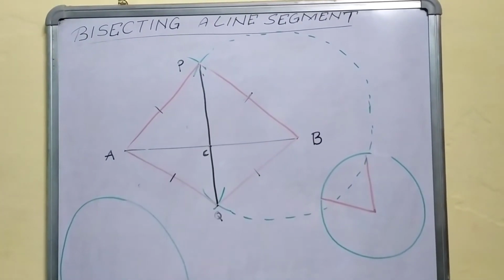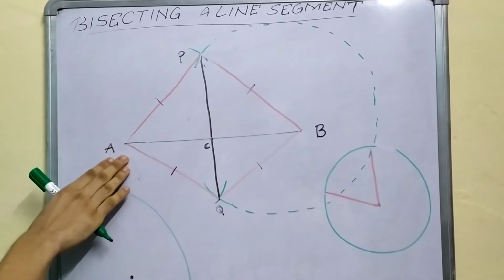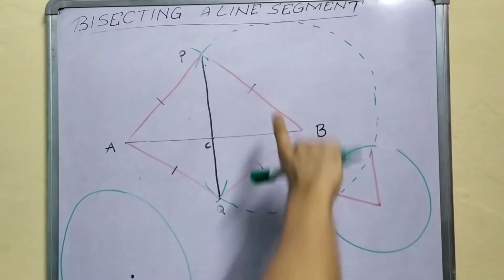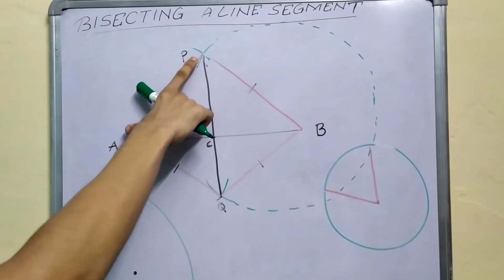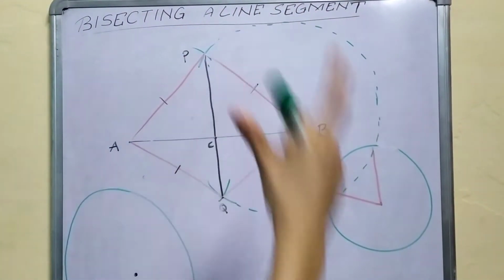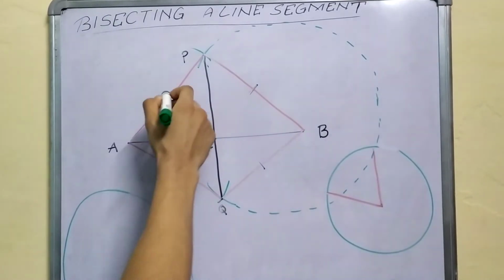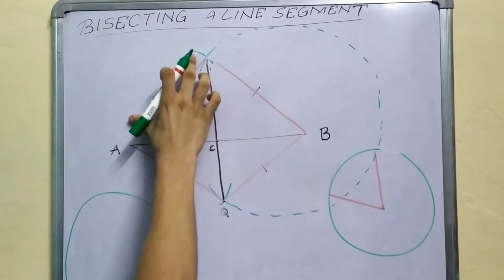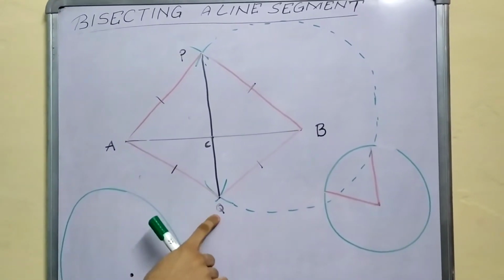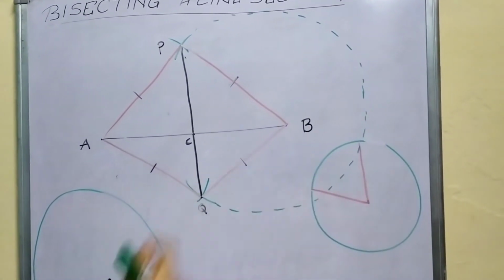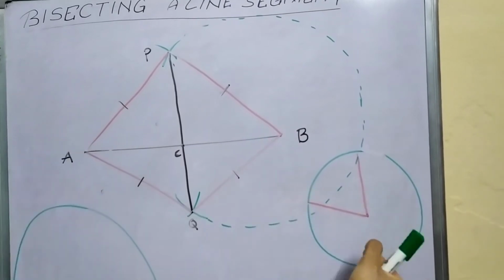Similarly you can do this to A, but since you didn't change the length of your compass, this length and this length are the same. So AP is the same as PB, and AQ is the same as BQ, and these two are equal because of this reason.